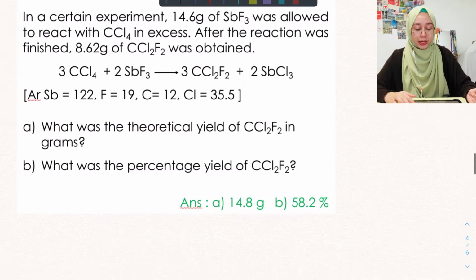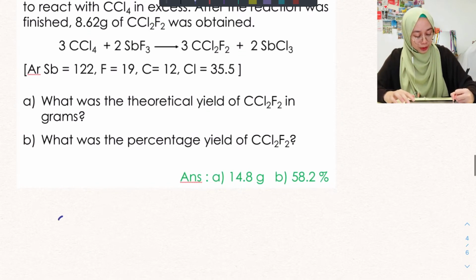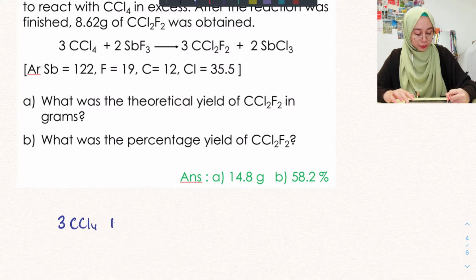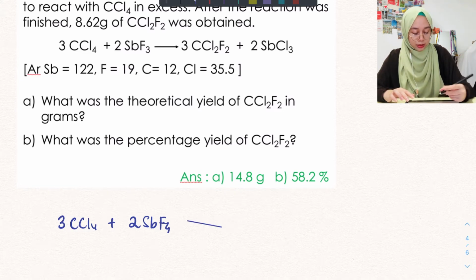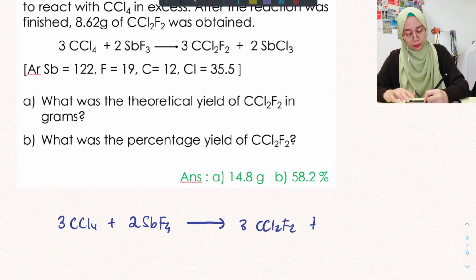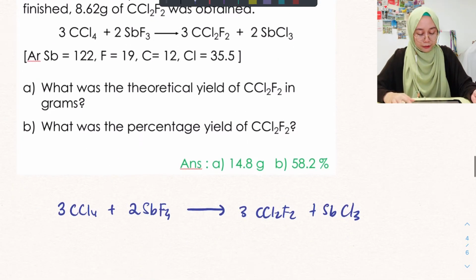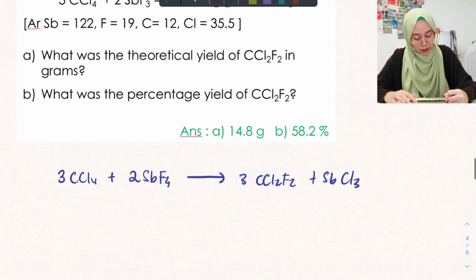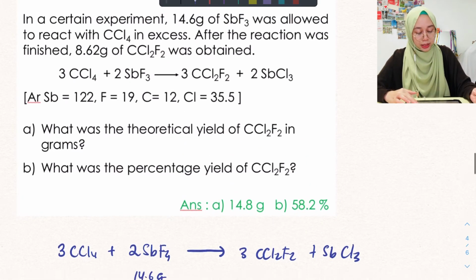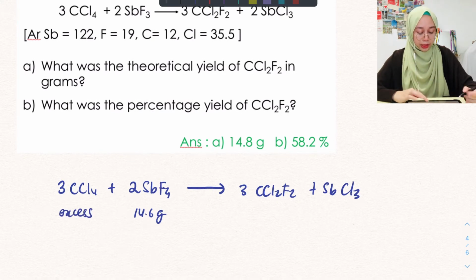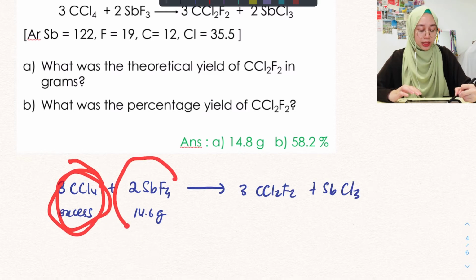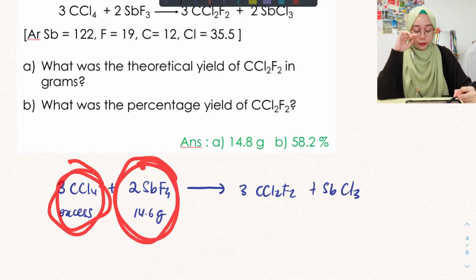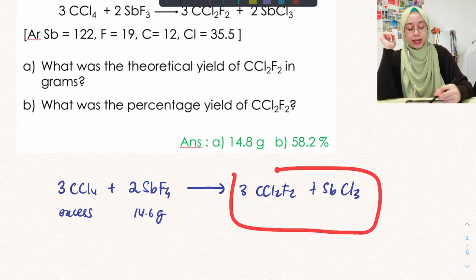Usually we copy the equation again: 3CCl4 plus 2SbF3 produces 3CCl2F2 plus 2SbCl3. The information given is 14.6 gram of SbF3. CCl4 is given as in excess. Therefore, automatically, since CCl4 is in excess, SbF3 is the limiting reactant, so SbF3 determines how much product will be formed.